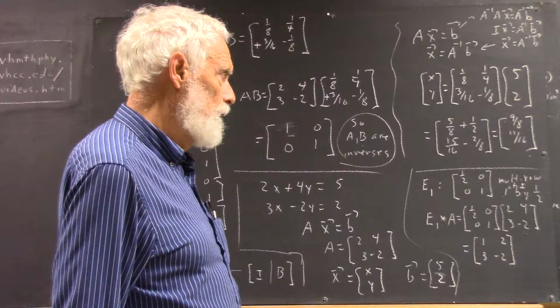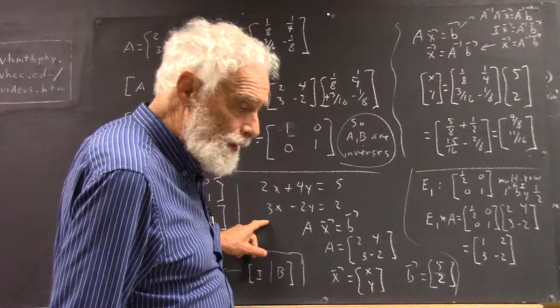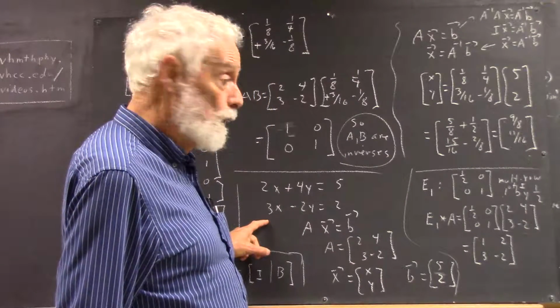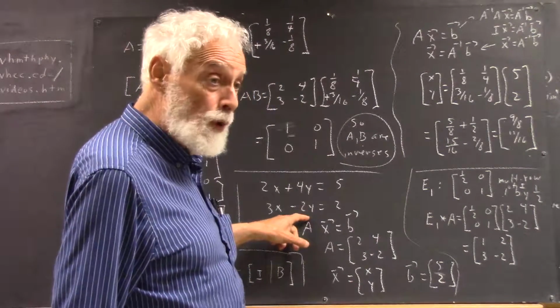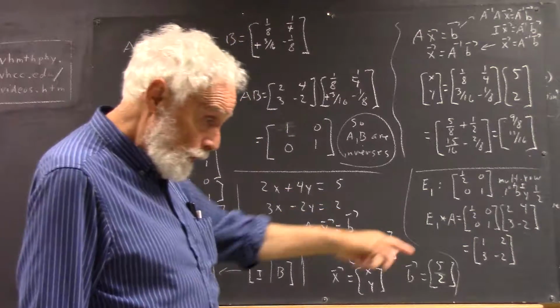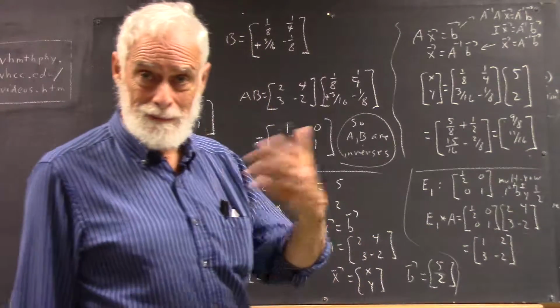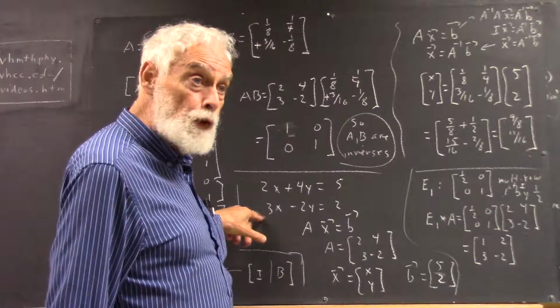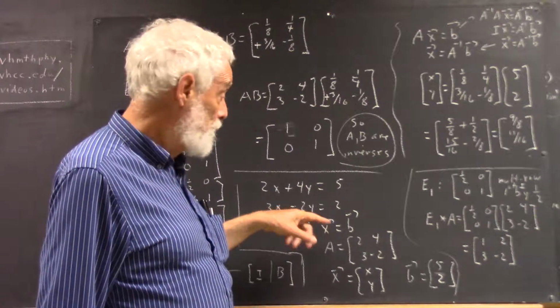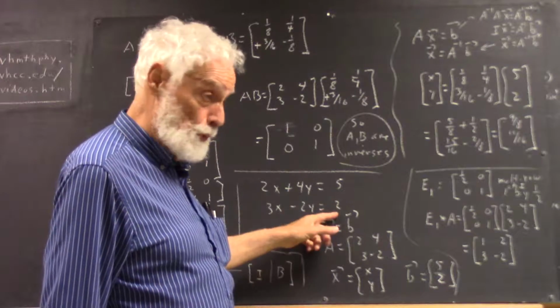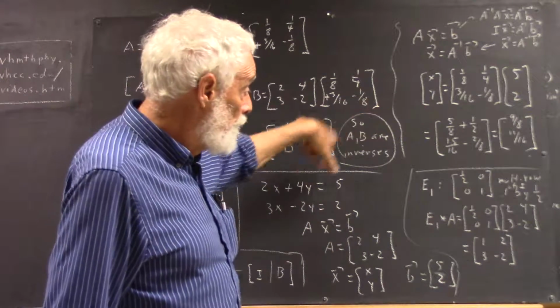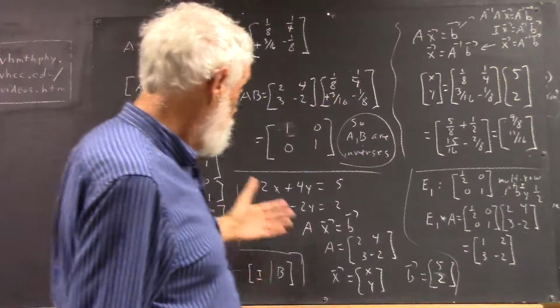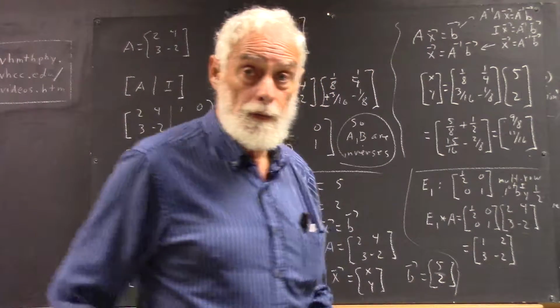So we have 27/8, which is 54/16, minus 22/16. These fractions choke me up every time. 54/16 minus 22/16 is 32/16, which is 2. So everything's verified. We've used the inverse matrix to solve the equation.